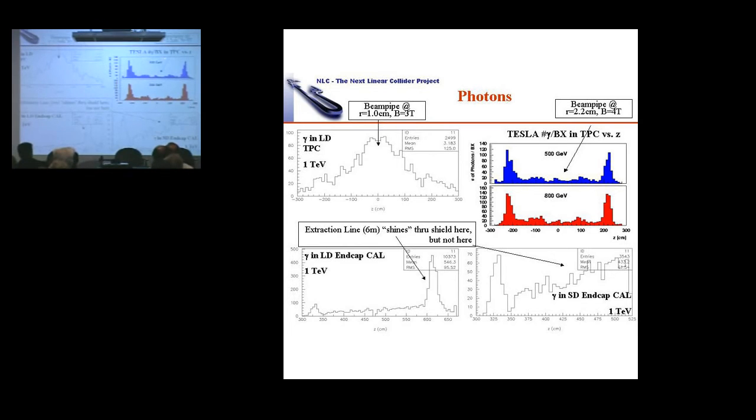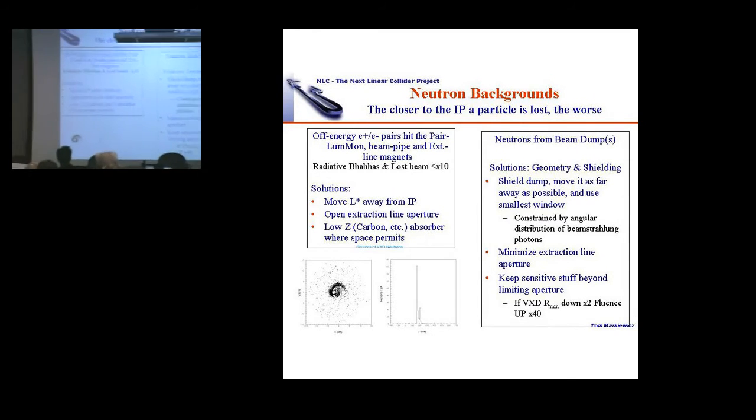Here's the similar thing for Tesla. Number of photons per bunch crossing in the TPC. You're seeing that it is relatively low relative to the NLC because of a larger field and a larger radius. And I got that wrong. That should be 1.4 centimeters. Sorry. And things falling off the masks here. I'm out of time.